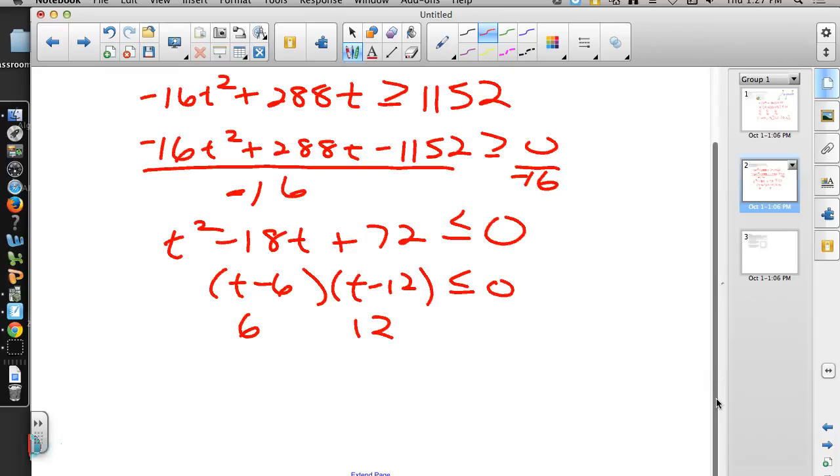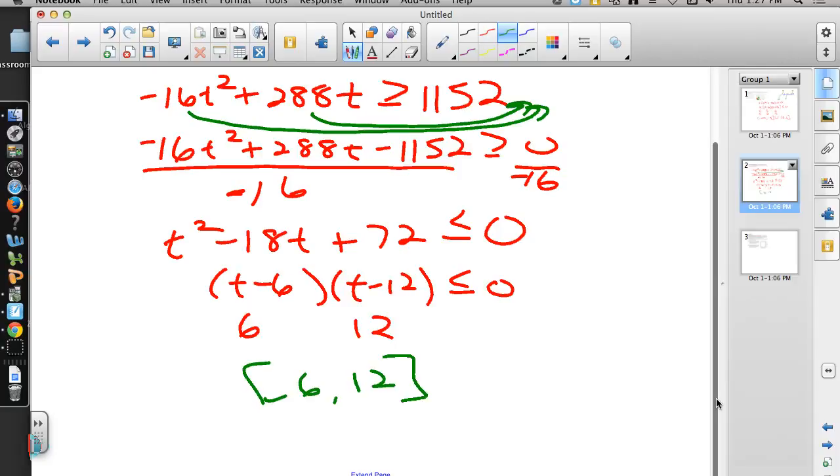But the difference this time is that this is less than or equal to 0. And you'll think, well, isn't that exactly what we did in class? It is, but I did this in class a different way. The way that I did this in class was by moving the t squared and the t over to this side. And again, it gives us the same result here. We're really doing the same thing. We have that closed interval from 6 to 12.